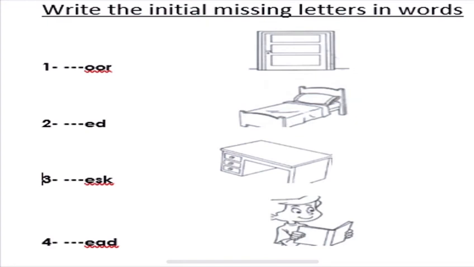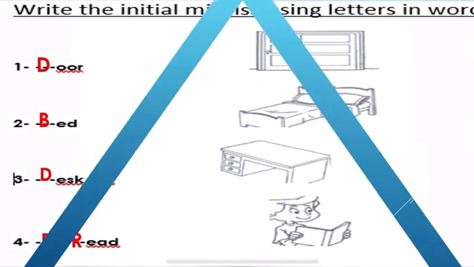Well done, my friends. Now we have missing letters. Number 1, door. So the missing letter is letter D. Number 2, bed. So the missing letter is letter B. Number 3, this is desk. So the missing letter is letter D. Number 4, read. The missing letter is letter R. Well done, my friends. Door, bed, desk, read.